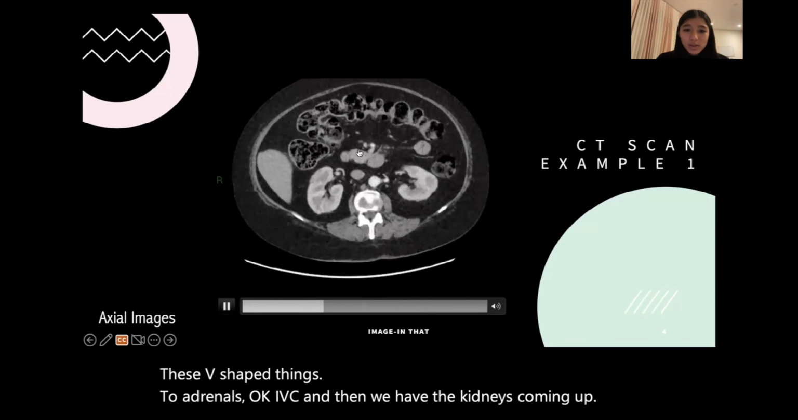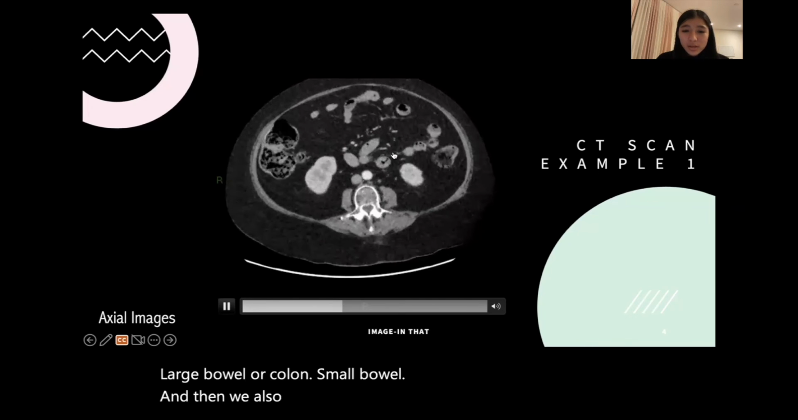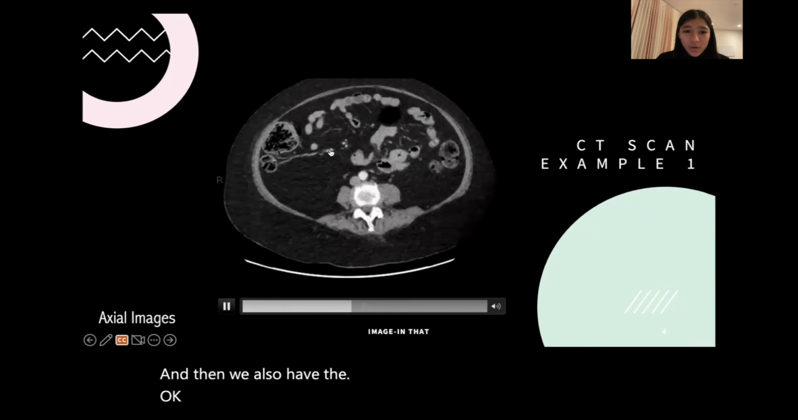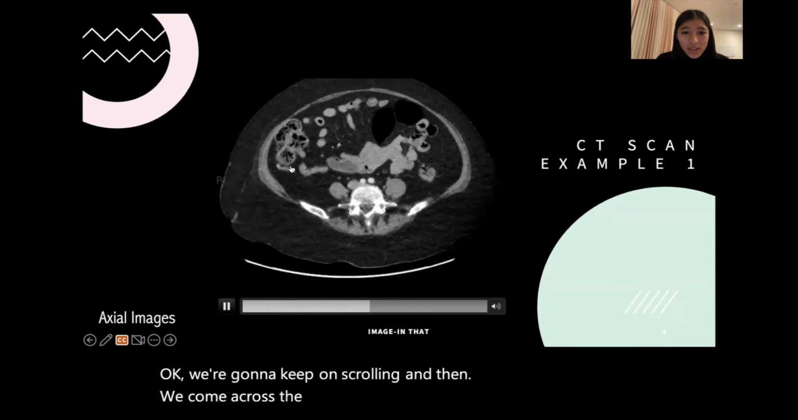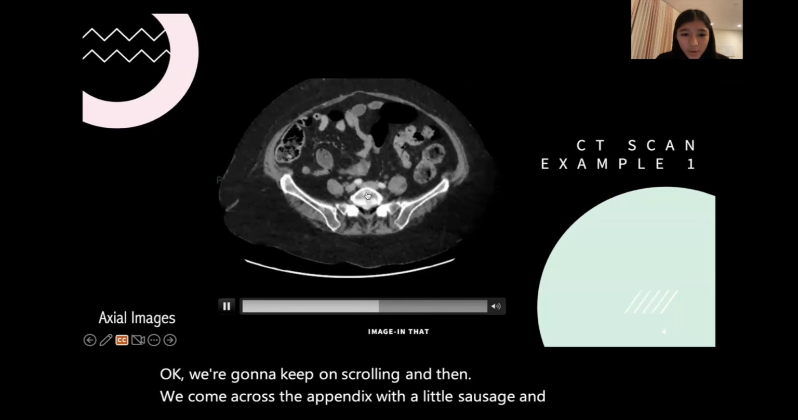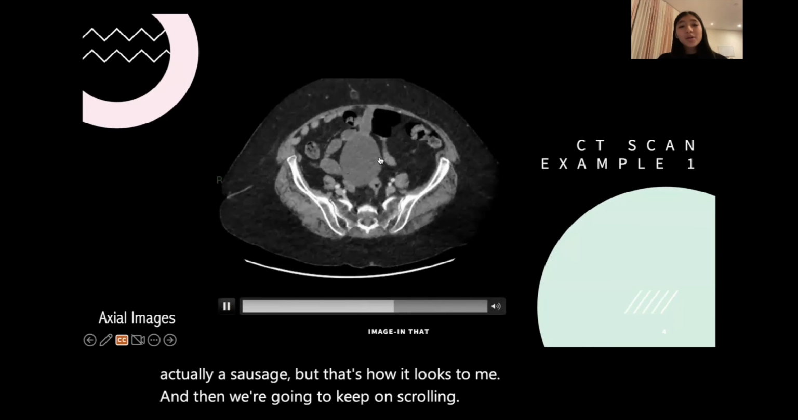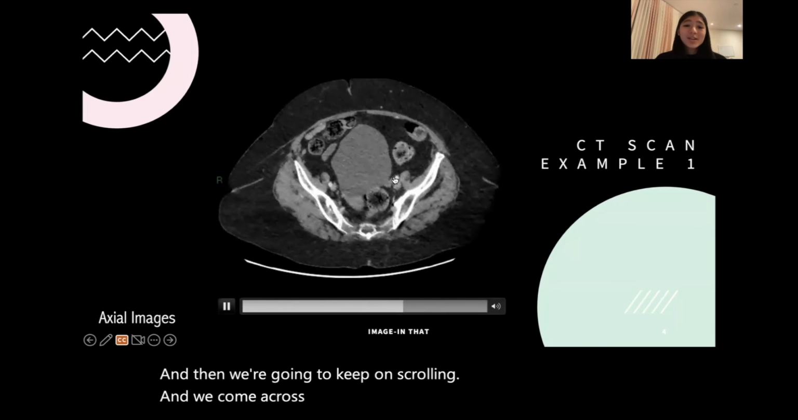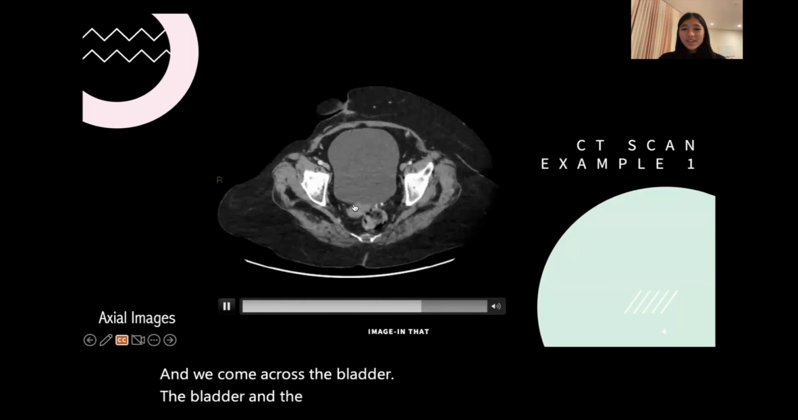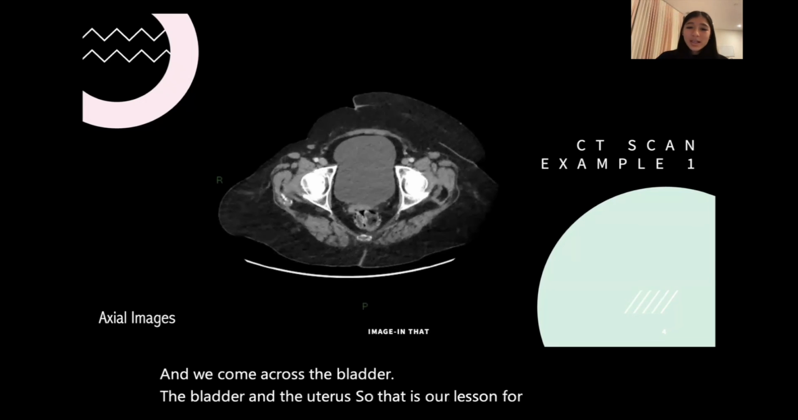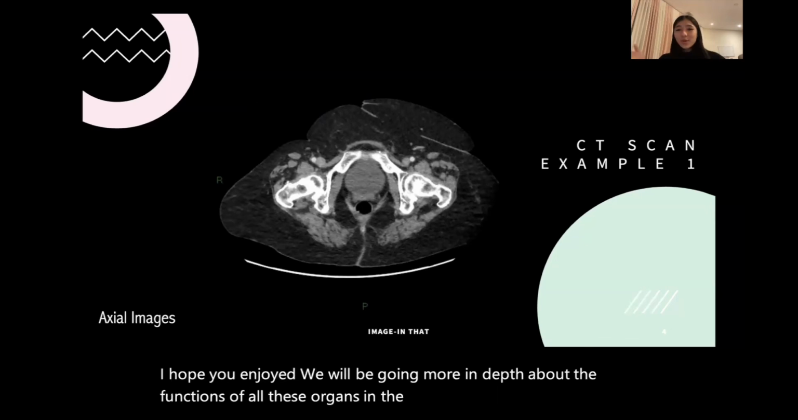Large bowel or colon, small bowel. And then we're going to keep on scrolling. And then we come across the appendix, this little sausage. Well, it's not actually a sausage, but that's how it looks to me. And we come across the bladder and the uterus. So that is our lesson for today. I hope you enjoyed. We will be going more in depth about the functions of all these organs in the coming lessons. Thank you for watching.